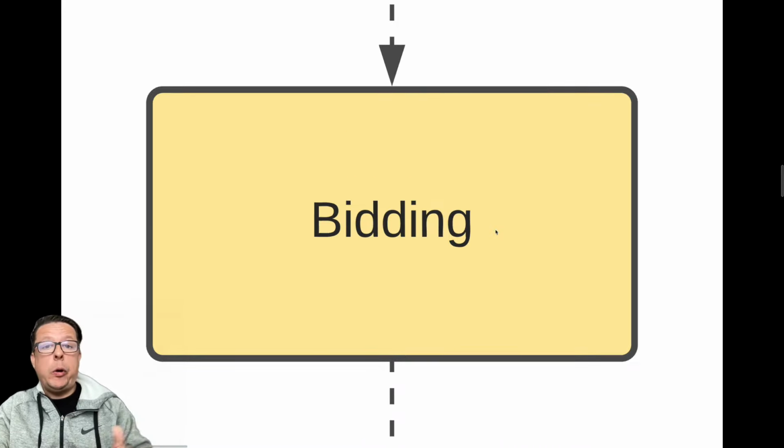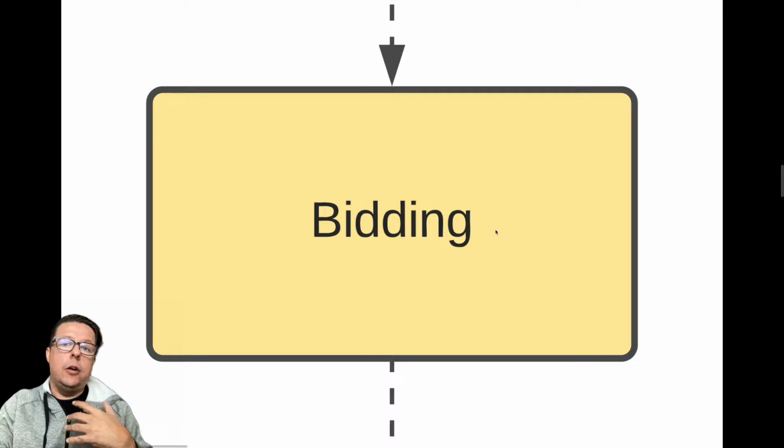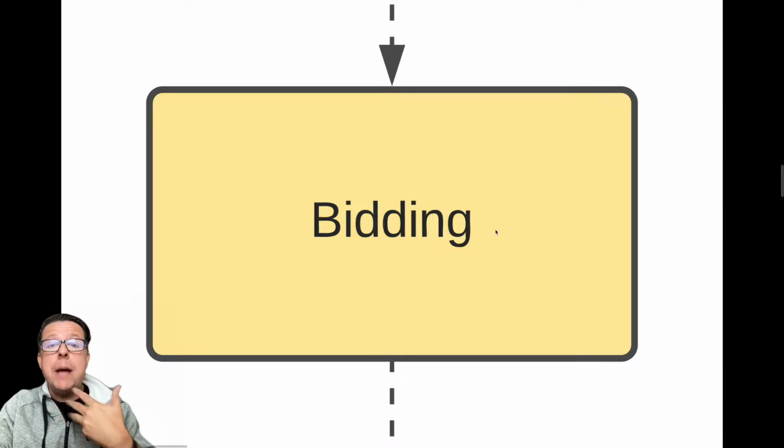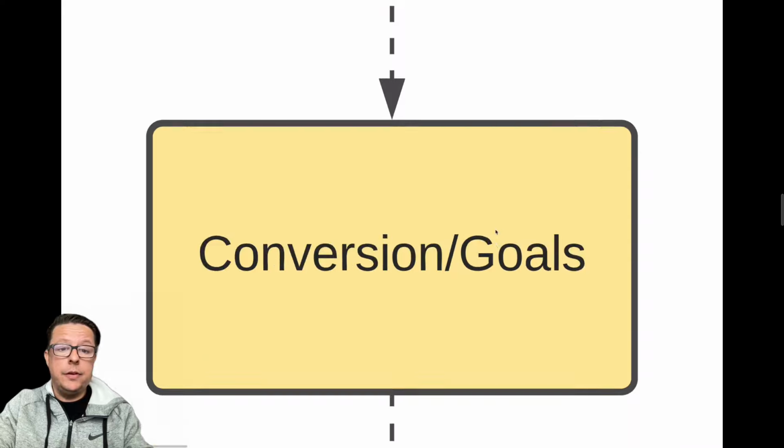Bidding. How are we bidding? Is it a new account and we're going to do maximize clicks to get some data in? Do we have enough data to turn it into a machine learning model? There's a tremendous amount of infrastructure needed for certain bidding models.